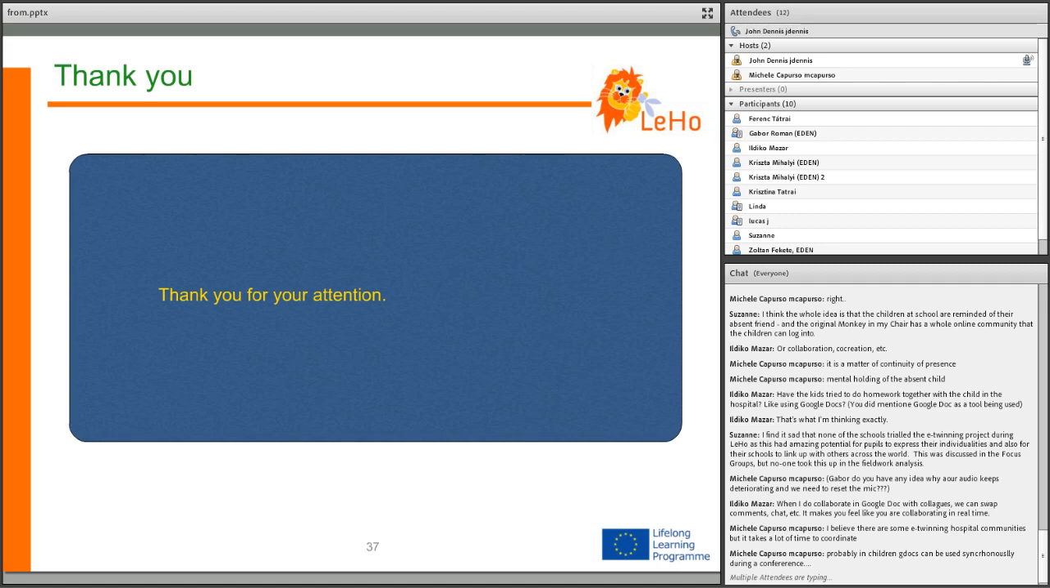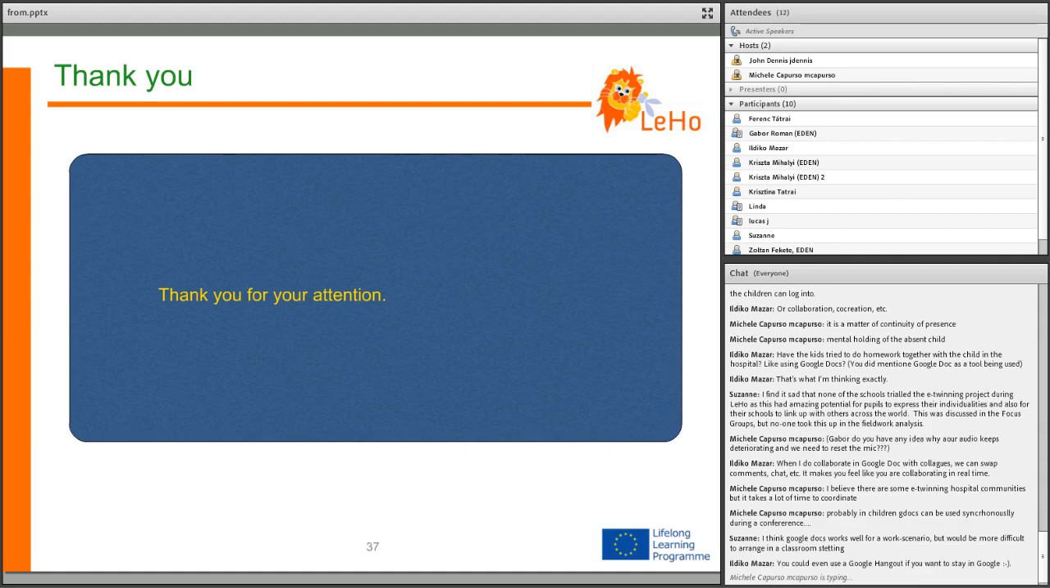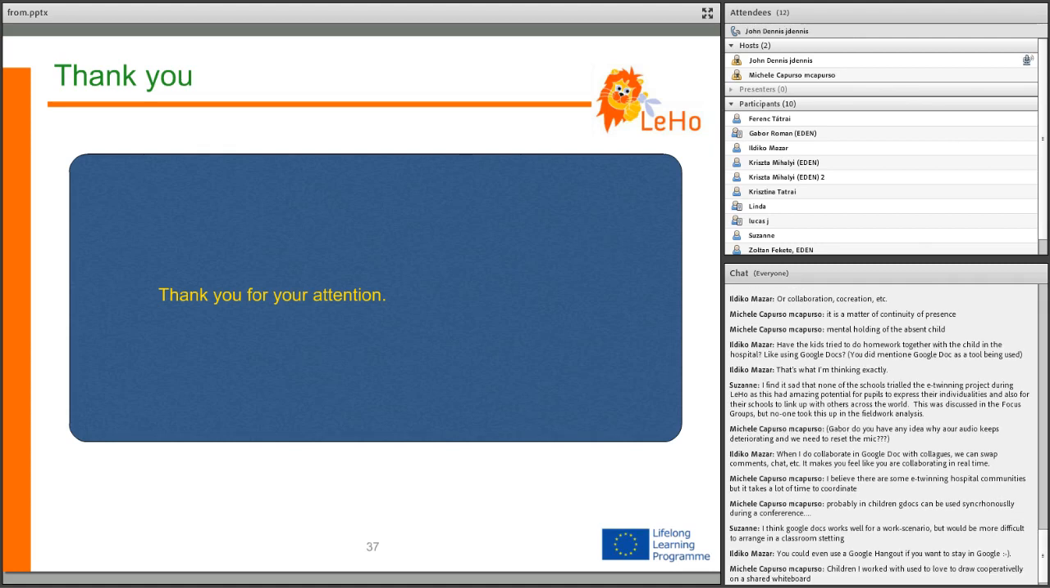Yeah, so I agree too. One of the problems with the e-twinning is that it takes a lot of time to coordinate. Agreed. That's true. Yeah. The Google Hangout, if you wanted to stay in Google, exactly. Instead of switching over to Skype.